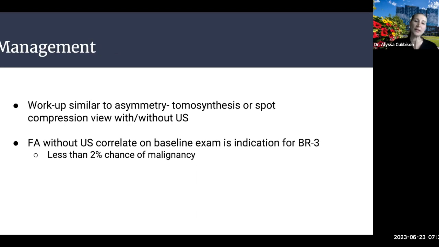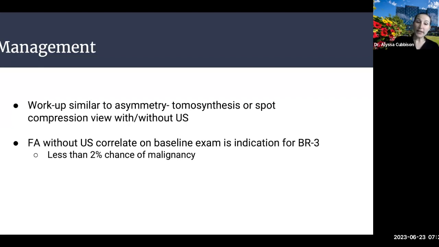So what's our management? The workup is going to be similar to an asymmetry that I already talked about, so I don't want to belabor the point, but oftentimes we utilize spot compression views, tomosynthesis, and then you may or may not pursue an ultrasound based on what you see on the mammogram.